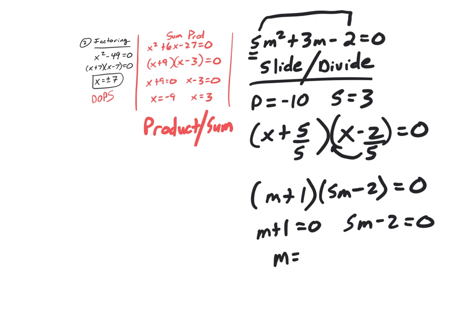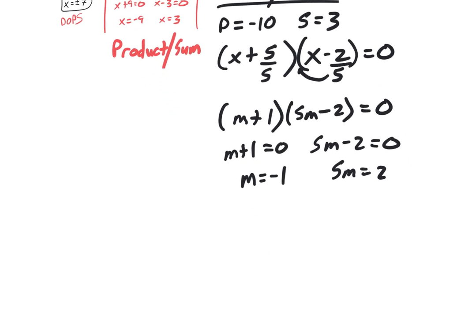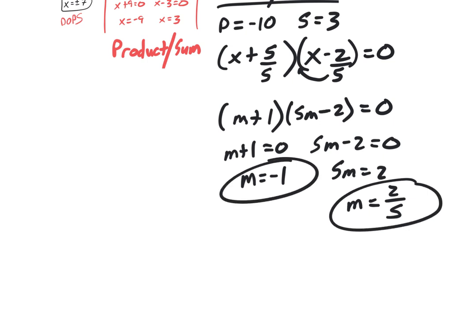We get m equals negative 1. Here we're going to add 2, and we're going to divide by 5, and we get 2/5. And once again, these would be the two places that it would cross the x-axis. In this case, it would be at 0.4. So if you put it into your calculator, it should cross the x-axis at 0.4 and at negative 1.